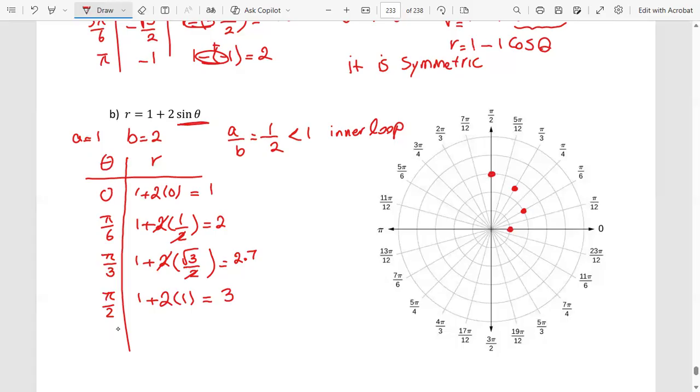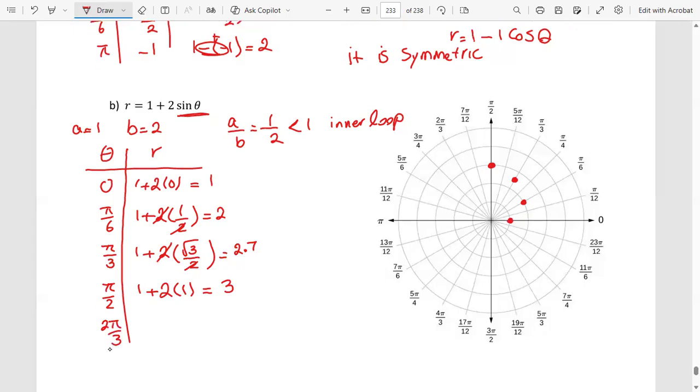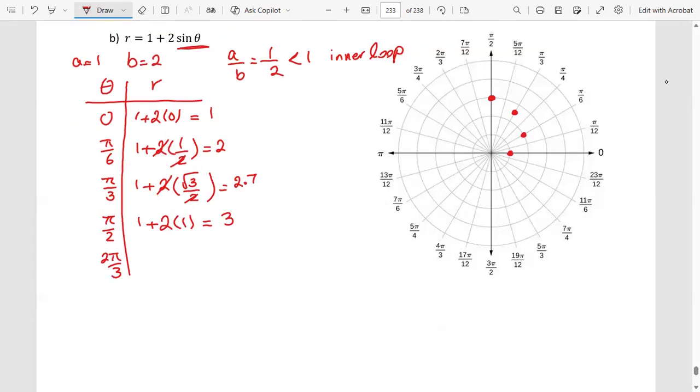For 2 pi over 3, you can replace more points, or you can also use the properties of the symmetry. So for the first 2 quadrants, I prefer to just replace points. If I replace 2 pi over 3 for theta, the sine of 2 pi over 3 is root 3 over 2. 1 plus 2 times root 3 over 2, which is 1 plus root 3, is 2.7 again. So for 2 pi over 3, we have 2.7.